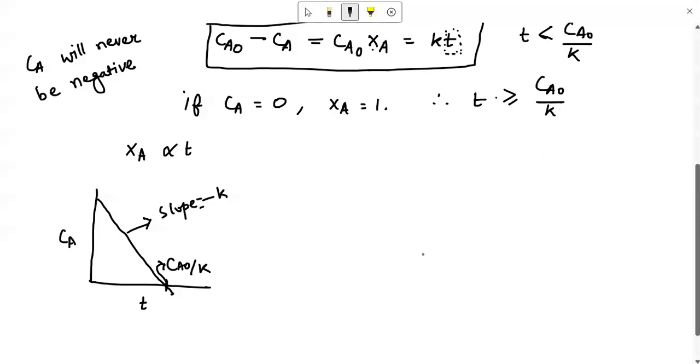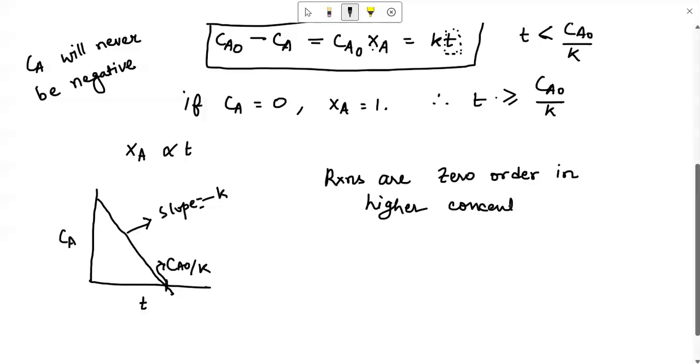Now there are some interesting points that you must note for zero order reactions. It is seen that as a rule reactions are of zero order only in certain concentration ranges, and these are usually high concentration ranges. So let me write this: reactions are zero order in higher concentration ranges. Why do we say that?